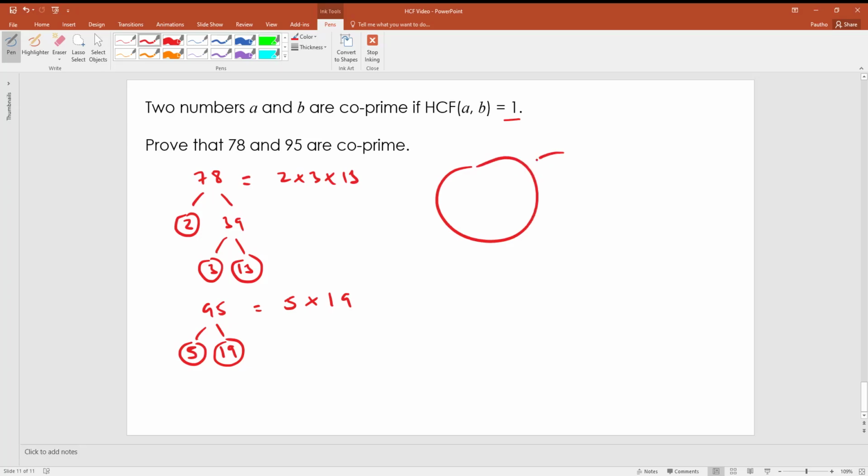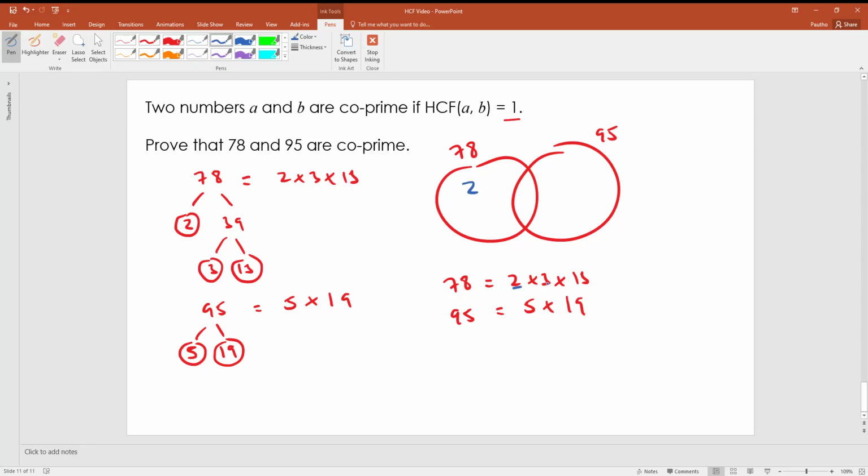But let's just double check with the Venn diagram. So 78 and 95. So 78 is 2 times 3 times 13. 95 was 5 times 19. So the 2 is going just in 78. The 3 is just in 78. And the 13 is just in 78. The 5 is just in 95. And the 19 is just in 95.